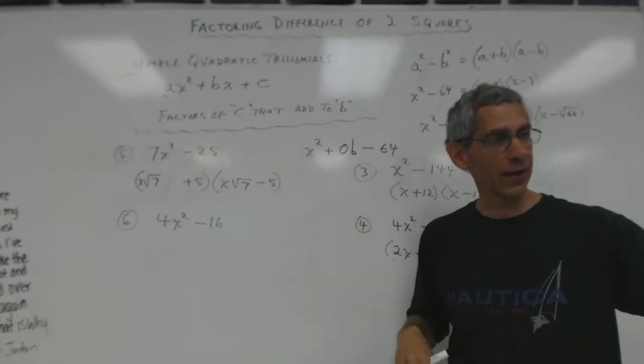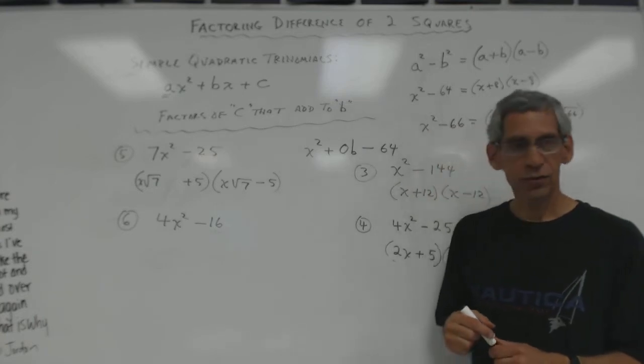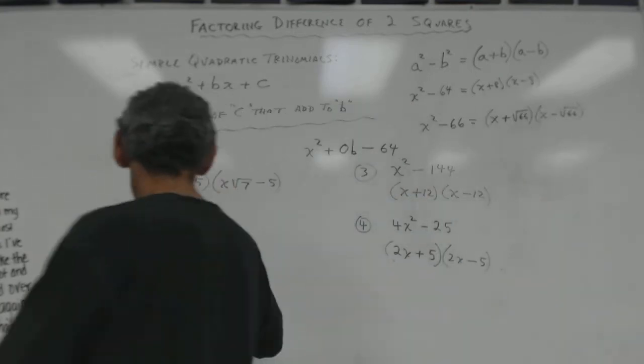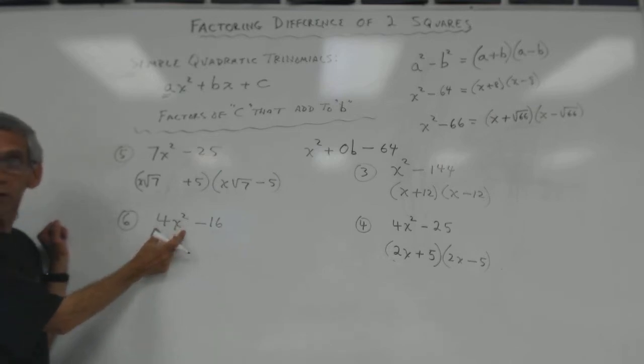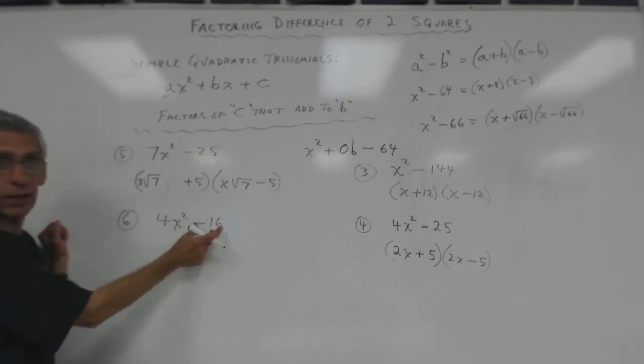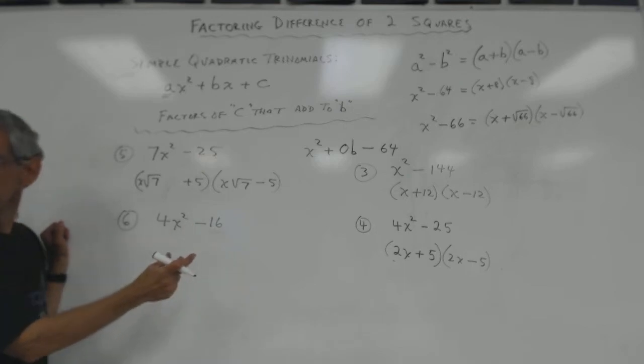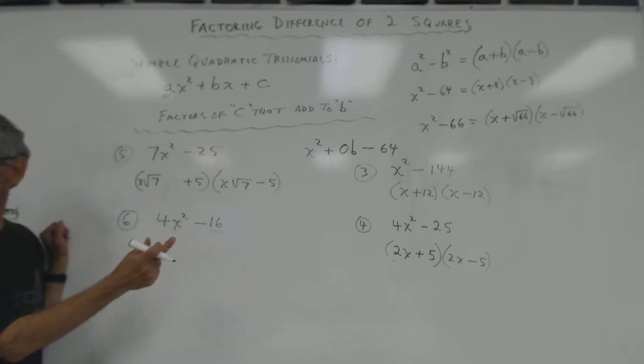Difference of two squares. Yes. Okay, it would be 2x. Anna's prediction is she's going to do what we've been talking about: the square root of this plus the square root of this, times the square root of this minus the square root of this.